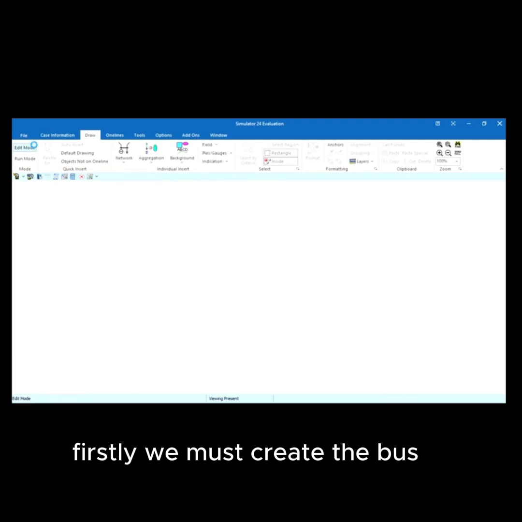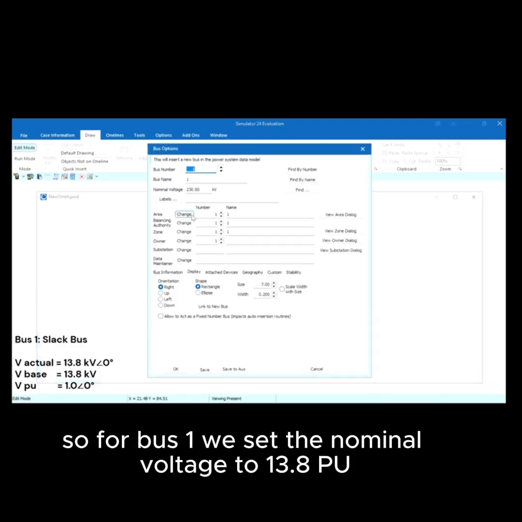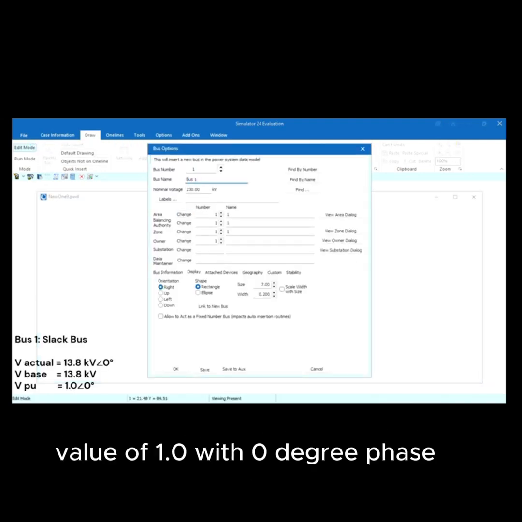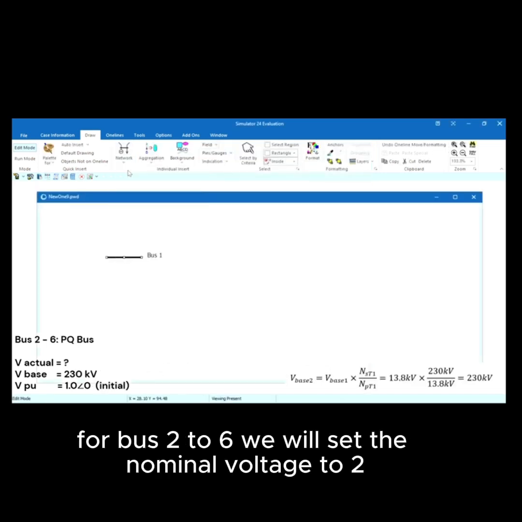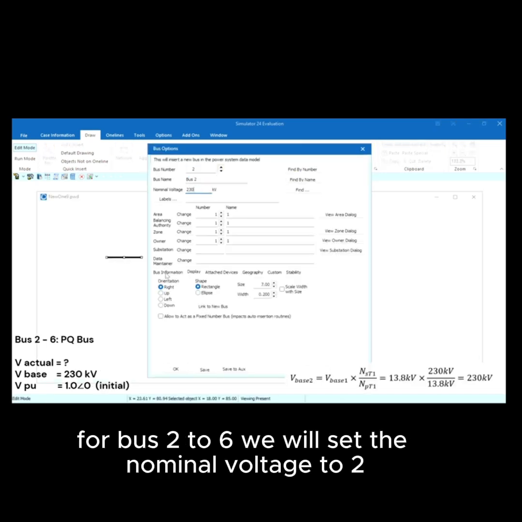Firstly, we must create the bus. So for bus 1, we set the nominal voltage to 13.8, PU value of 1.0 with 0° phase. And also don't forget to set bus 1 as our system slack bus. For bus 2 to 6, we will set the nominal voltage to 230 kV.